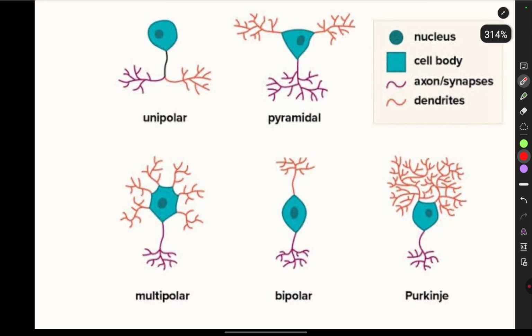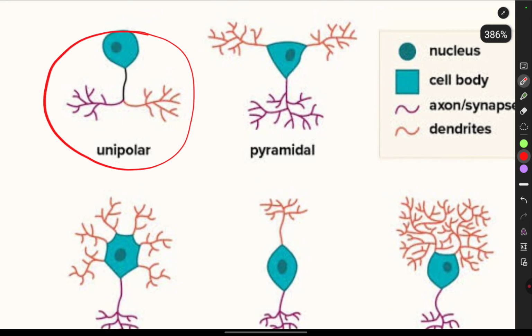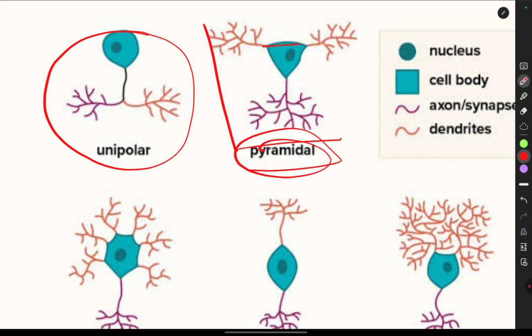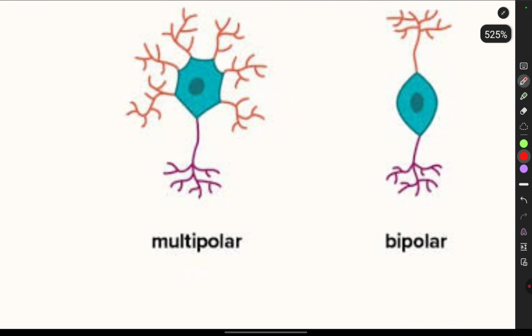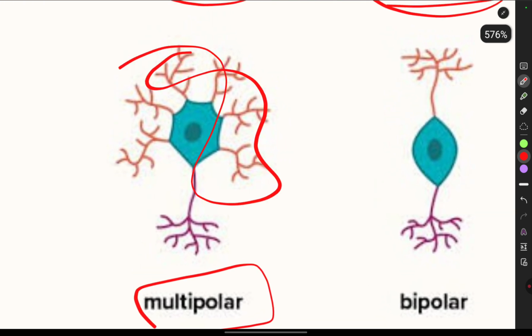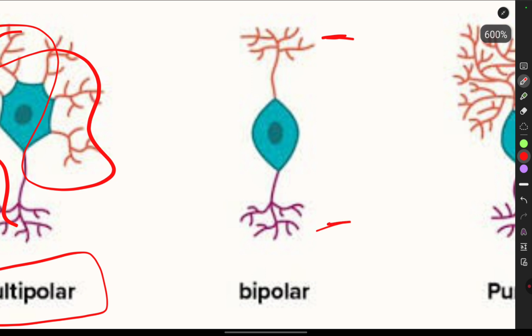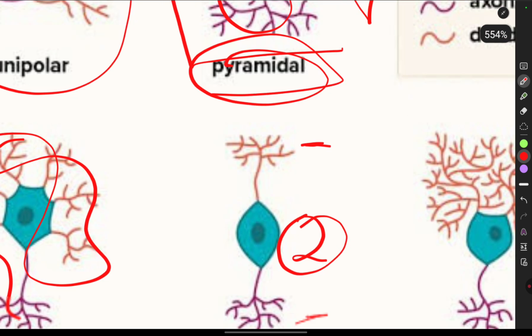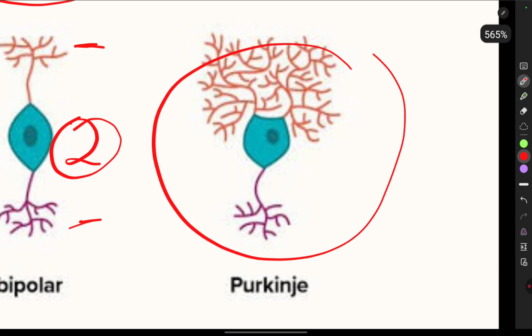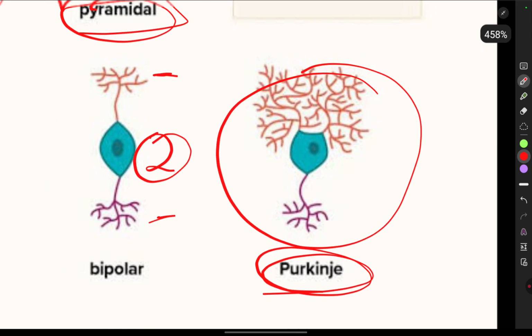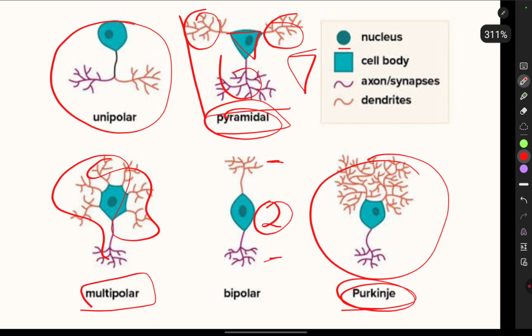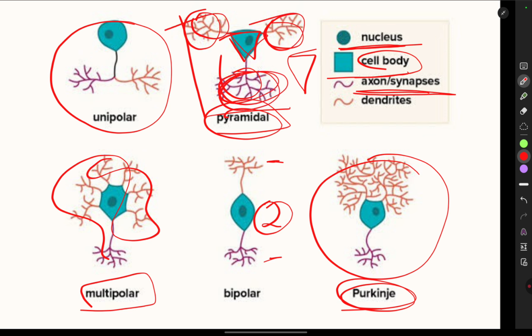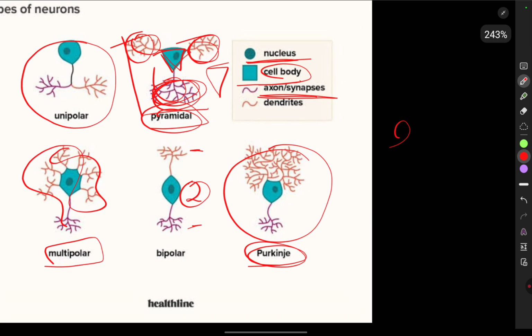Now the types of neurons. This is the unipolar neuron. The pyramidal neuron is here, pyramidal here, here, and here, so it is forming a pyramid. This is multipolar, there are many processes. This is bipolar, 1 and 2. So this is unipolar, bipolar, and this is Purkinje. This is not given in the textbook, but it is here in the diagram. This one is a nucleus, this is the cell body, the purple ones are the axons, and these are the dendrites. So this is about the types of neurons based on the processes.